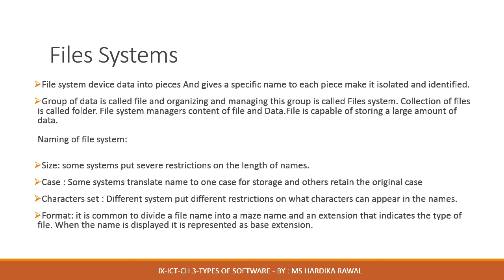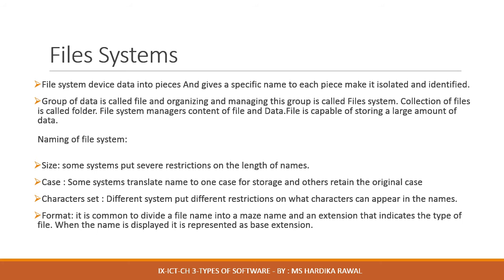Let us understand the naming process of a file system. Every file system provides some way to give a name to each file. Different operating systems put different restrictions on names. For example, size. Some systems put severe restrictions on the length of the name. DOS restricts names to 11 characters, while every version of Unix restricts file names to 14 characters.